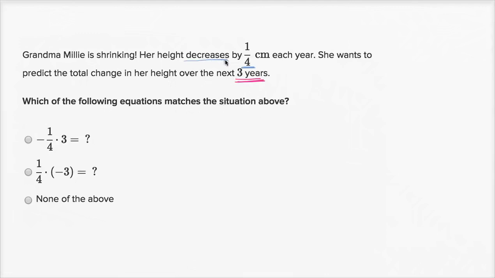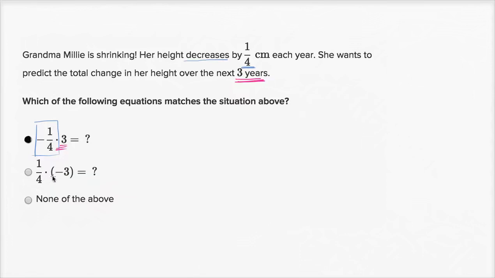So her height is decreasing, so we could view that as the change in her height each year is a negative fourth of a centimeter, and that's going to happen for 3 years. So we'd multiply negative 1/4 times 3, which is exactly what's happening in this first choice right over here. Her height is decreasing by a quarter centimeter each year. That's this part right over here. And she's doing this for 3 years. So after 3 years, her change in height would be negative 3/4 of a centimeter. You just multiply this out, which means that she lost 3/4 of a centimeter.